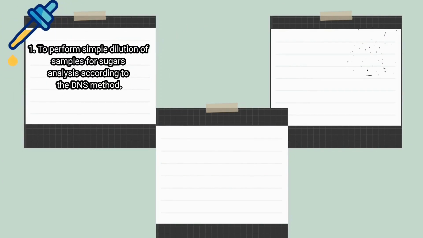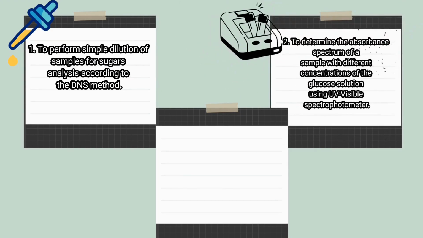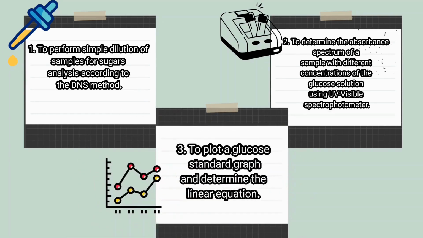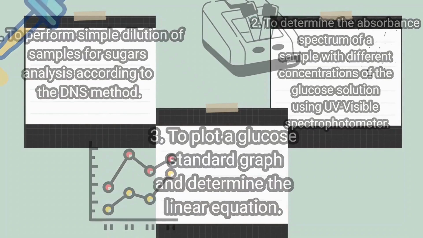The objectives of this practical are to perform simple dilution of glucose samples for sugar analysis using the DNS method, to determine the absorbance spectrum of glucose solutions at different concentrations with a UV-visible spectrophotometer, and to plot a glucose standard graph with its corresponding linear equation for accurate estimation of glucose concentration in the unknown samples.